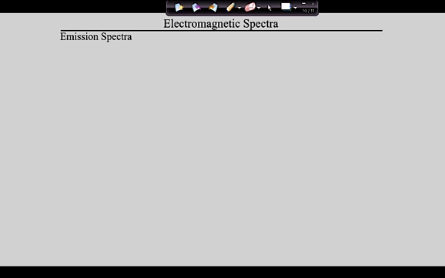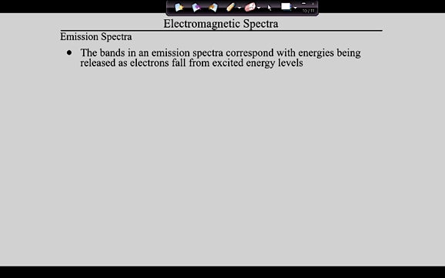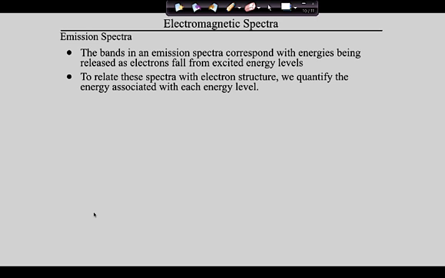Okay. So guys, this then becomes the idea. And I would encourage you to not write this down, because this is basically a verbal summary of what we just said. But guys, the logic goes like this. We understand that the bands of color in an emission spectra correspond to the energies that are being released when electrons fall. You good with that idea? Okay, so to relate these spectra to electron structure, remember this is what Bohr did, right?